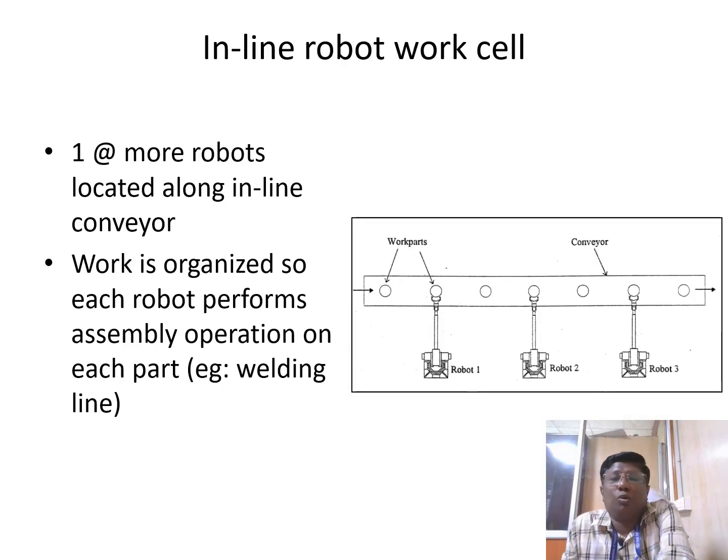Now the inline robot cell. Suppose the work parts are coming and you need a very high operation, or you need a unique robot that you want to control. Especially, suppose the work parts are coming here and you have, say, a welding robot. The welding robot does the particular welding on the object, and after robot 1 completes it, the part is moved to the next location where robot 2 processes it, and then to the third location where robot 3 processes it.